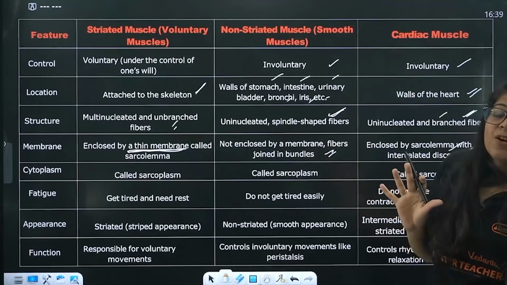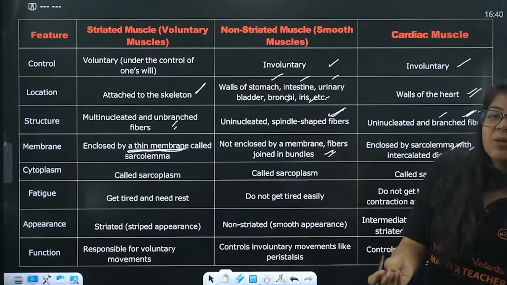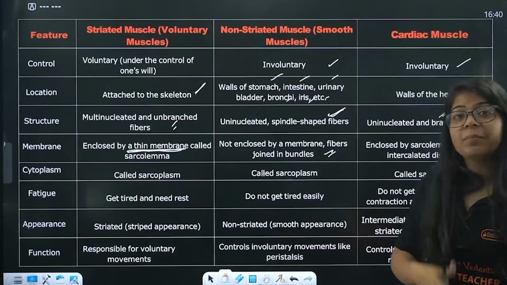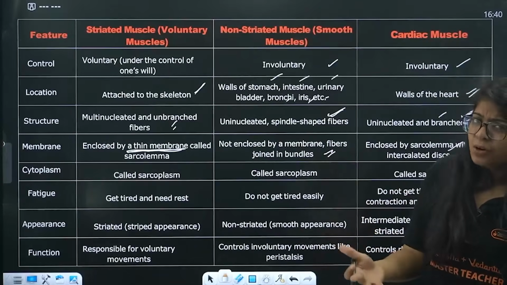Ma'am, I don't remember any of it. You won't. Just give it a little bit of time. Take the screenshot. Make this table by yourself. Then learn it. Make it again. Then learn it. Make it again. That's how you learn. Okay?